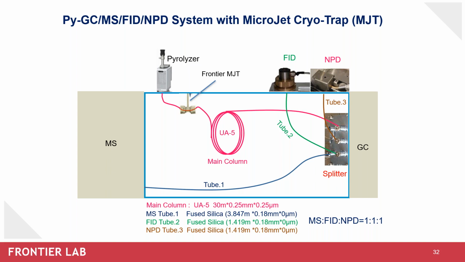In this case, we used a detector splitter plate that allowed parallel simultaneous detection by three detectors: MS, FID, and NPD. Again, NPD is for nitrogen phosphorus containing compounds. As you can see in this figure, the ratio is 1 to 1 to 1, and the length of tubing to each detector must be correctly designed to achieve the correct ratio between each of these detectors.